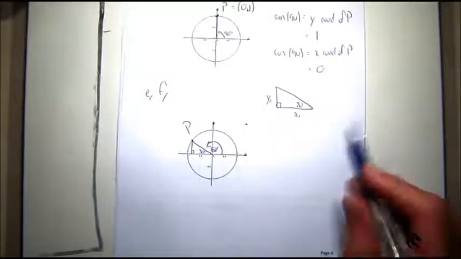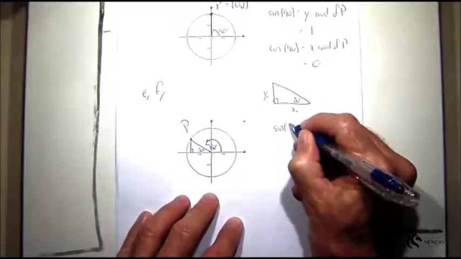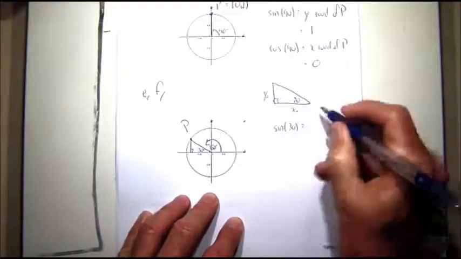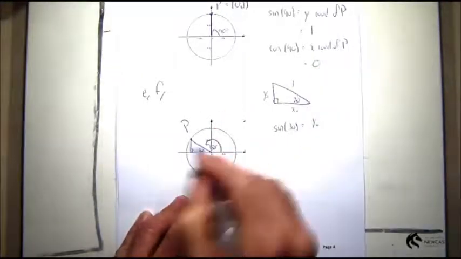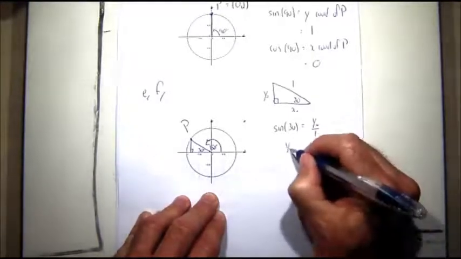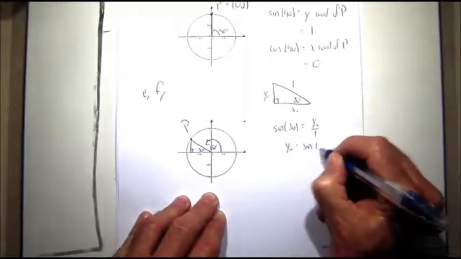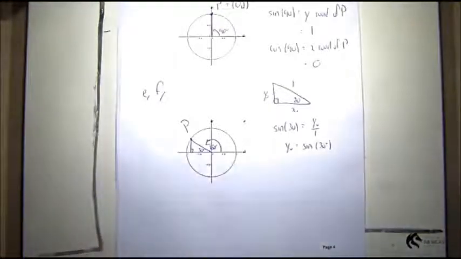Now, I know that the sine of 30 is the opposite, which is y0 over the hypotenuse, and the hypotenuse is 1 because this is a circle of radius 1. So y0 over 1, so y0 is sine of 30 degrees. We know the sine of 30 degrees.